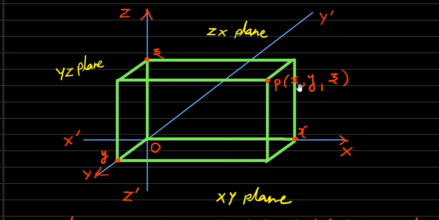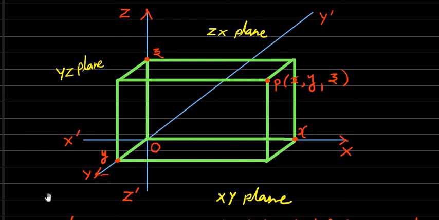If the x coordinate of the point P is x, then it is nothing but the perpendicular distance of point P from the YZ plane. And the y coordinate of a point in space is the perpendicular distance of the point from the ZX plane. And the z coordinate is the perpendicular distance of the point from the XY plane. Likewise, we can determine the position of a point in space.